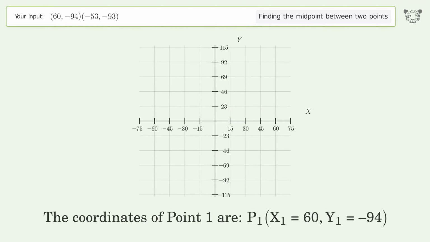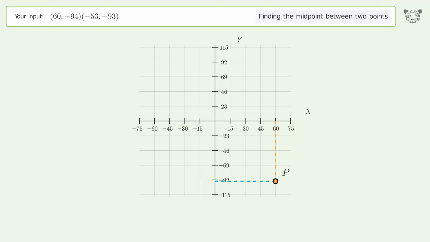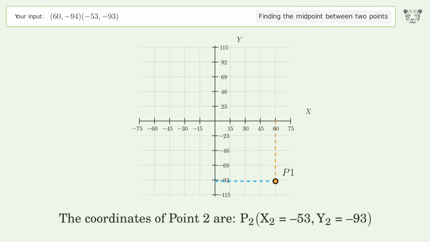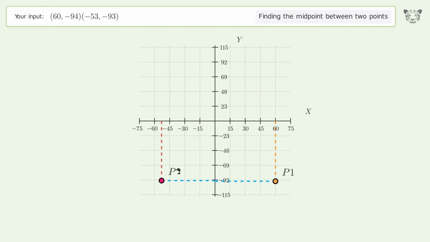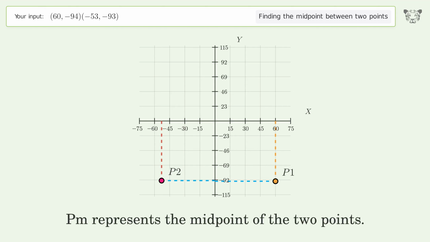The coordinates of point 1 are x1 equals 60, y1 equals negative 94. The coordinates of point 2 are x2 equals negative 53, y2 equals negative 93. PM represents the midpoint of the 2 points.